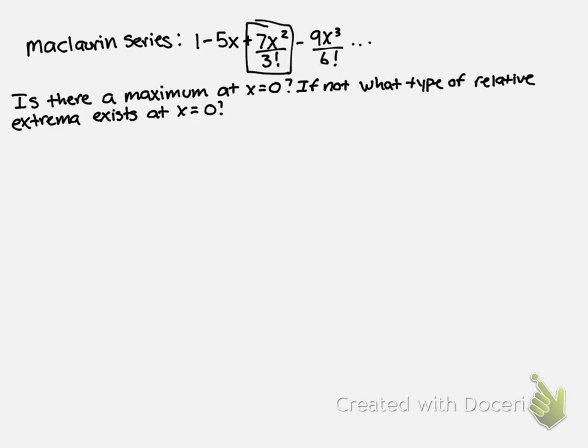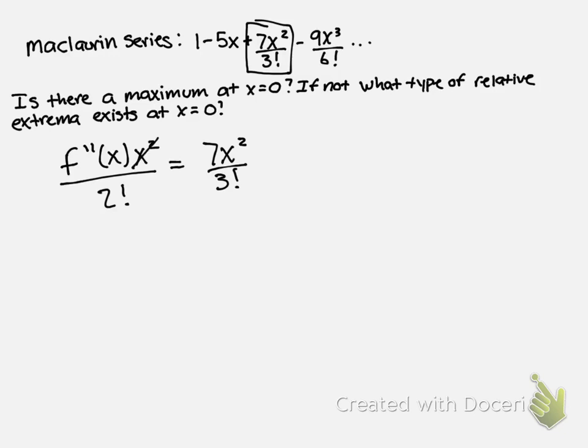So again, we're looking for our 7x squared over 3 factorial. And we're always going to look at this term of our Maclaurin series because, as said previously, f double prime of x helps us determine the concavity of our function. So again, 7x squared over 3 factorial. And in this example, we can never assume that 7 over 3 factorial is our f double prime of x. We always have to solve it unless they're exactly the same.